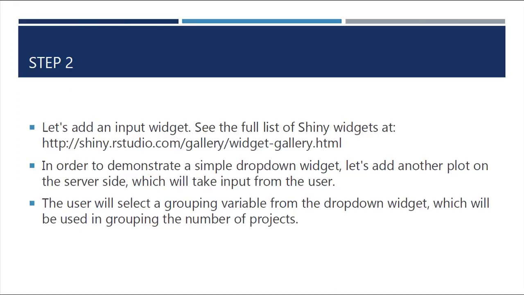Step 2. Let's add an input widget. You can see the full list of Shiny widgets at this link, and in order to demonstrate a simple drop-down widget, we will also add another plot on the server side. It will take the input from the user and act dynamically on it. The user will select a grouping variable from the drop-down widget, and it will be used to group the number of projects or other tickets in our example.